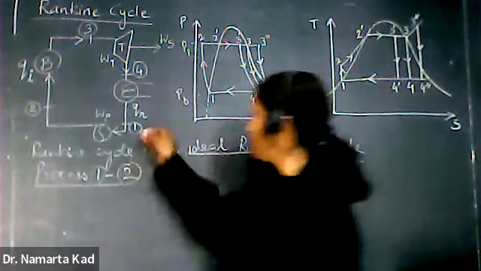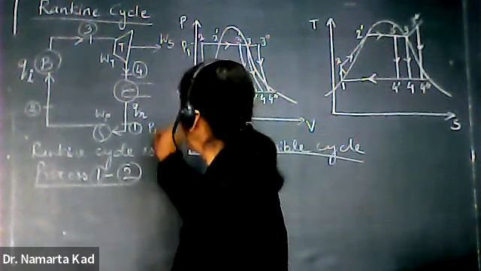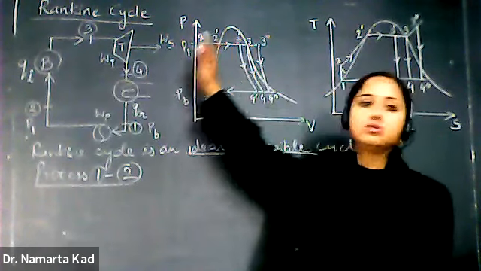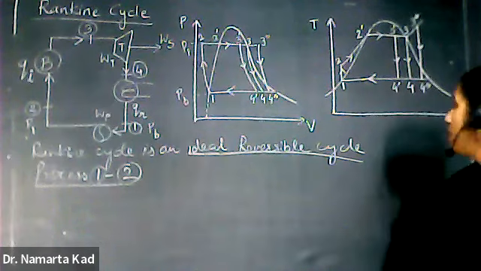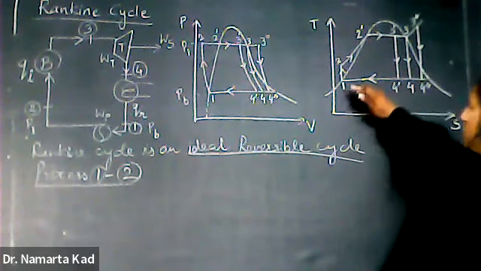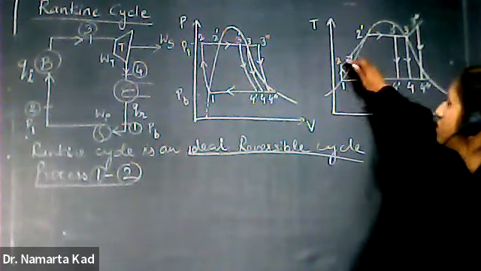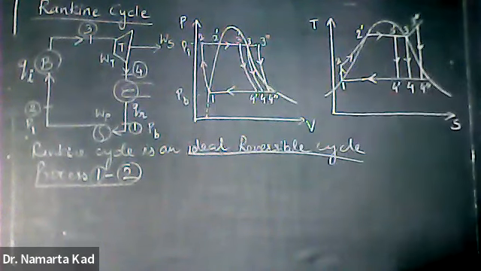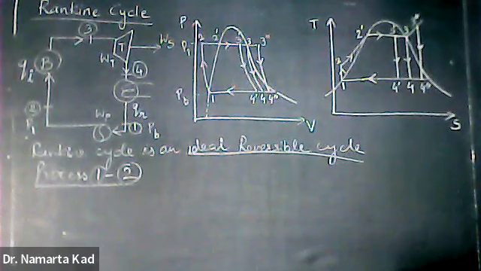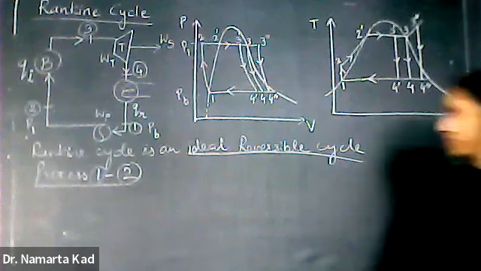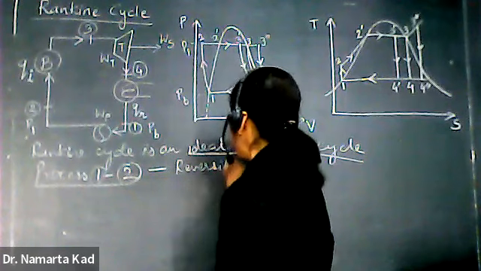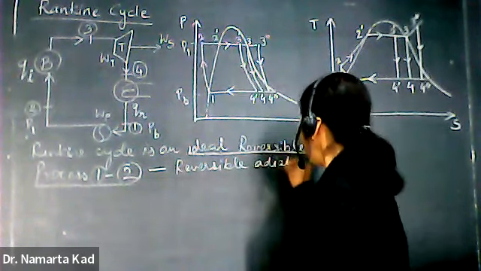At stage 1 the pressure is PB, and at this stage the pressure increases to P1. You have seen here also that during stage 1 2 the temperature also increases. The pressure increases from PB to P1, and there is an increase in the temperature also. The compression process is a reversible adiabatic process, so process 1 2 is a reversible adiabatic process.